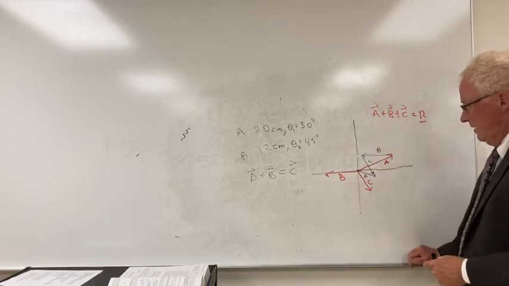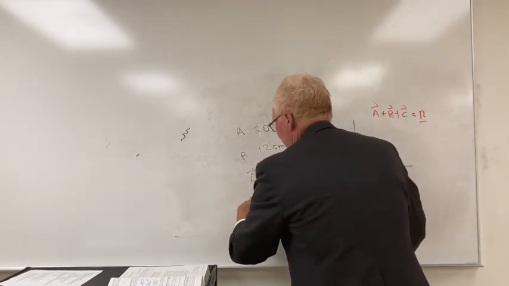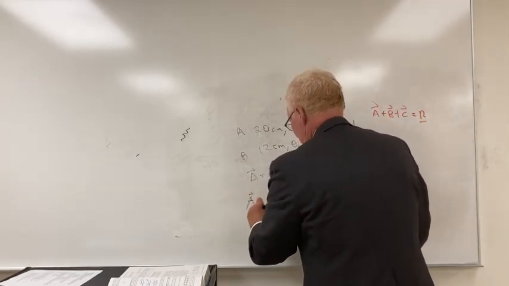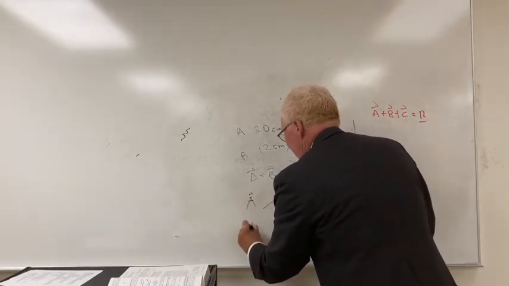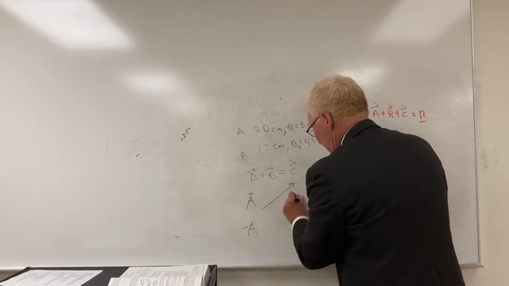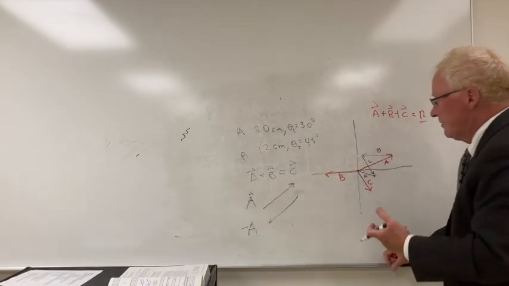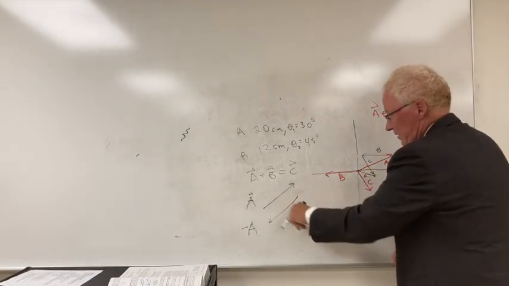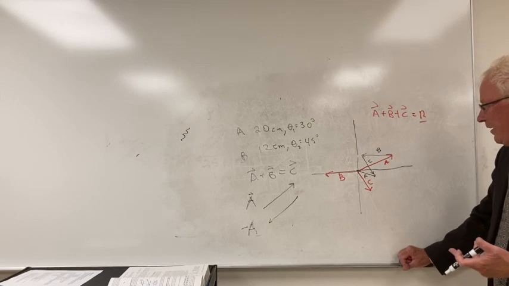All right. Now, a couple things while we're at this. If we have a vector A, like so, then minus A would be in the opposite direction. Same direction, but pointing in the opposite direction. All right? So that's how you can add any vectors.